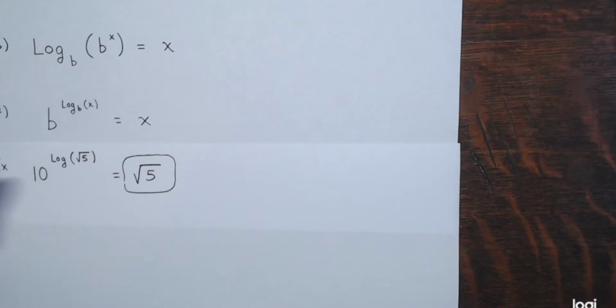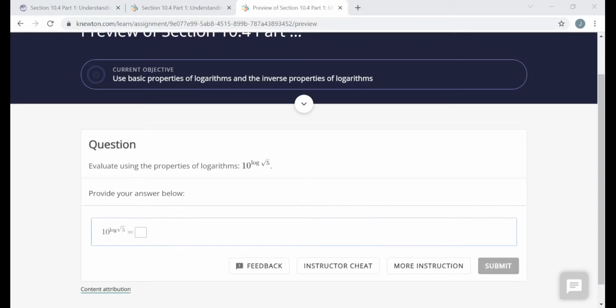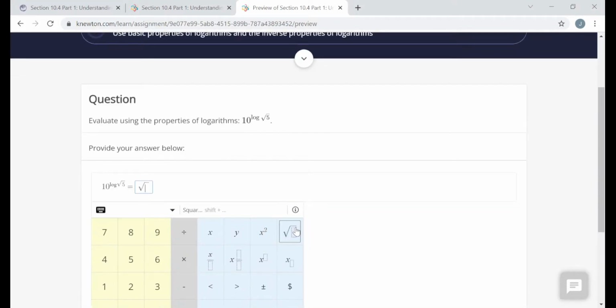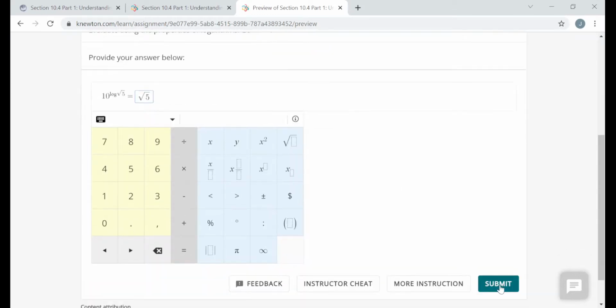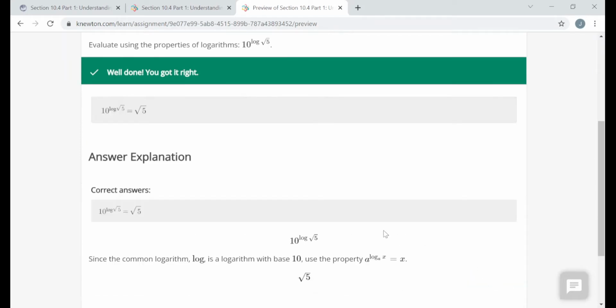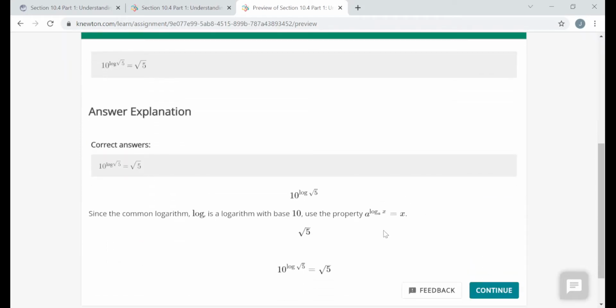Alright, so back in the assignment, all I'm entering is the square root of 5. Very simple stuff, right? Because they didn't ask us to punch it in a calculator and round or anything like that. If they don't say anything, just enter a simplified exact answer. Alright, and once again, please read through your answer explanations.